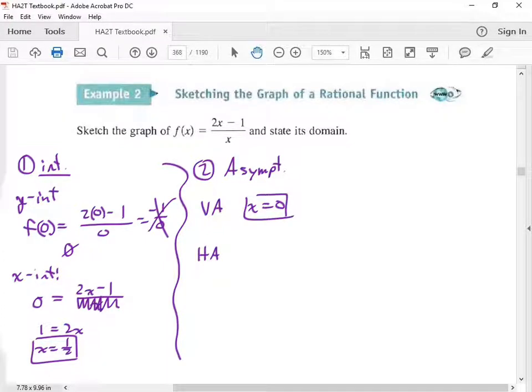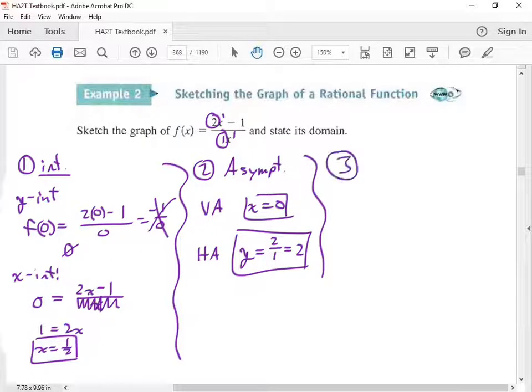To do our horizontal asymptotes, what is y equal? We have to look at the degree of the numerator and the degree of the denominator. The degree of the numerator is 0. I'm sorry, it's 1 because the biggest exponent is 1. The denominator has a degree of 1. Since they're equal, we take the leading coefficient on top and the leading coefficient on the bottom and divide them. So we have 2 divided by 1, which is just 2. So there is our horizontal asymptote. It is at y equals 2.